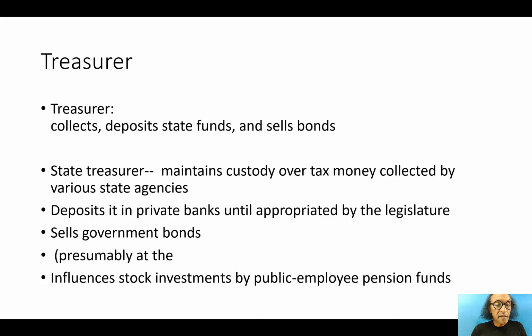The Treasurer of the State of California collects, deposits state funds, and sells bonds, basically the state investor. The State Treasurer maintains custody over tax money collected by various states, deposits them in private banks until they are appropriated by the state legislature. It will also sell government bonds and uses whatever public employee funds and pension funds there are, and tries to basically make good and wise investments using state funds and state tax dollars.